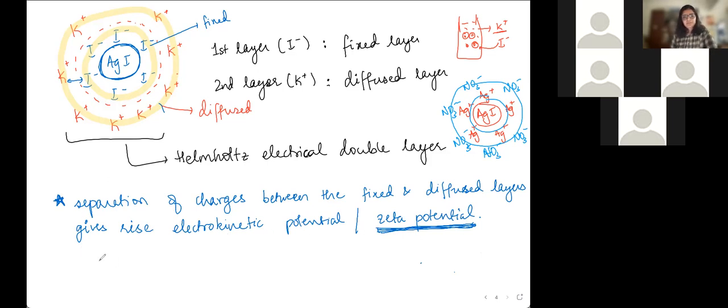So about zeta potential, if you add extra electrolyte, so addition of more electrolyte. For example, AgI here, so with potassium iodide, we are preparing AgI. So if I add more KI solution, so if I add more electrolyte, the zeta potential is reduced.